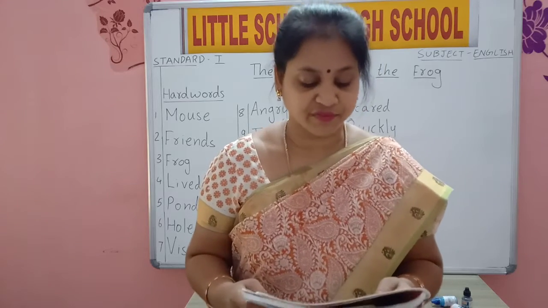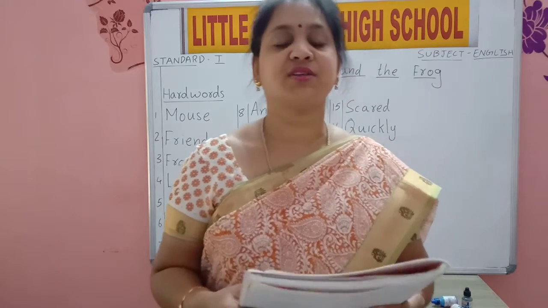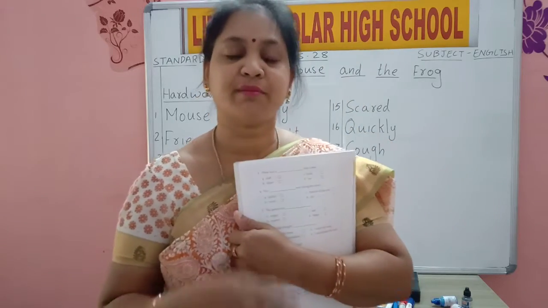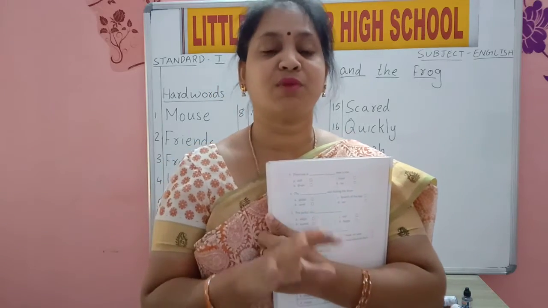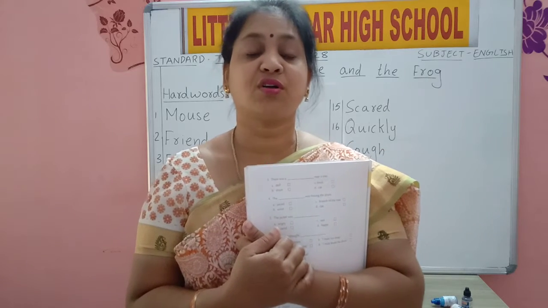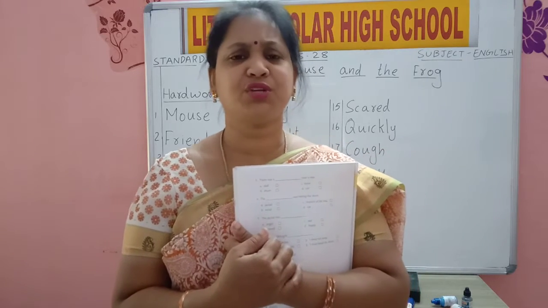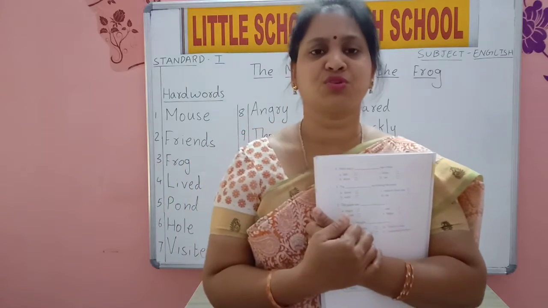Now see your textbook. Every day the frog visited the mouse, but the mouse never visited the frog. The frog was angry. Every day the frog was only coming to the mouse's house to play with the mouse, to talk with the mouse. But the mouse was never going to the frog's house. So the frog got angry. Why should only I go every day? She should also come to my house to play with me, to talk with me.